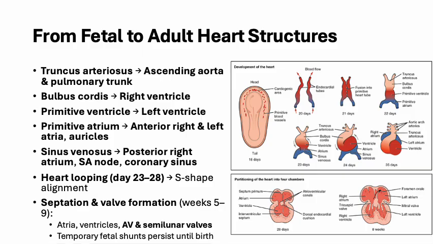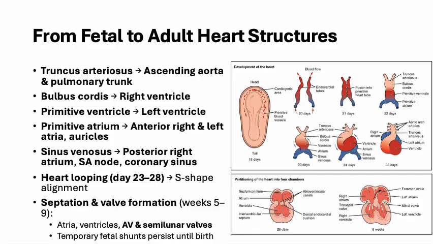Now let's explore how these 5 primitive regions we talked about in the last slide actually turn into the structures of the adult heart. The truncus arteriosus divides into the ascending aorta and the pulmonary trunk, forming the 2 great arteries that leave the heart. The bulbus cordis becomes the right ventricle. The primitive ventricle forms the left ventricle. The primitive atrium gives rise to the anterior walls of both atria and the auricles, those small muscular flaps. Lastly, the sinus venosus becomes part of the posterior wall of the right atrium and eventually contributes to the development of the sinoatrial node, which is crucial for heart rhythm, as well as the coronary sinus.